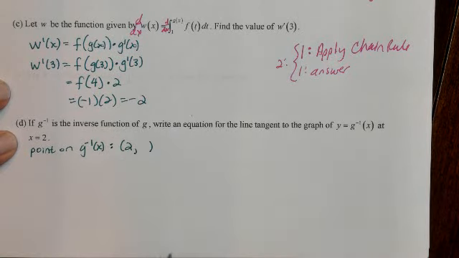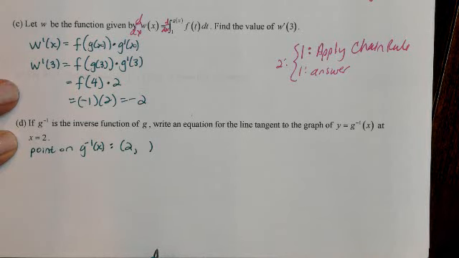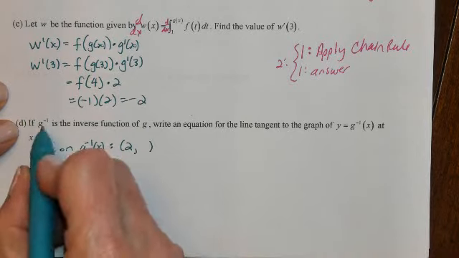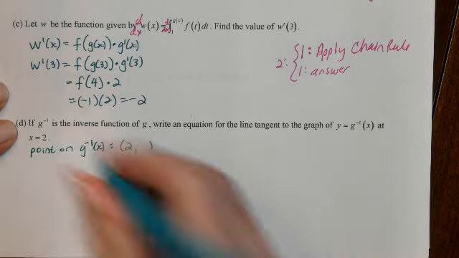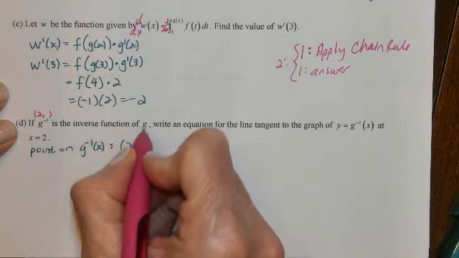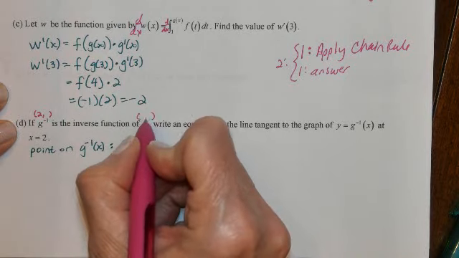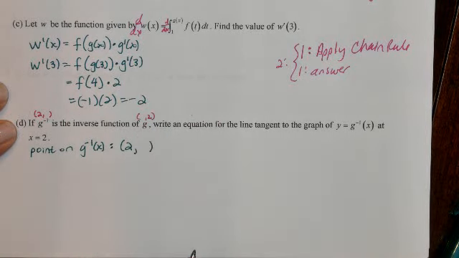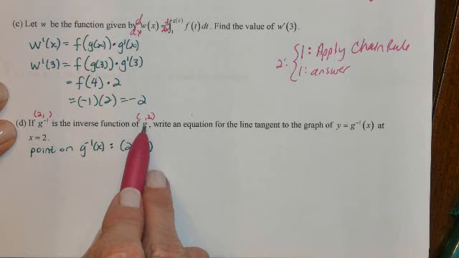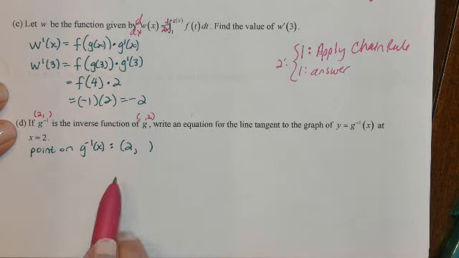I don't know what the y coordinate is. Now let's think about what inverse functions are. If G inverse has an x coordinate of 2, that means on G, the y coordinate is 2, right? That's how inverse functions work. And G inverse's y coordinate will be G's x coordinate.